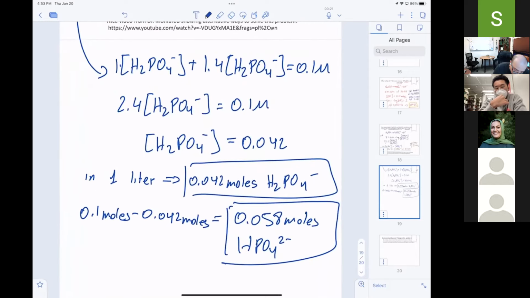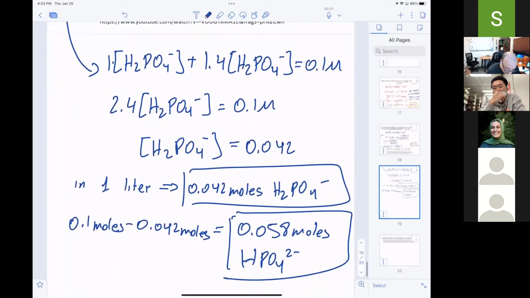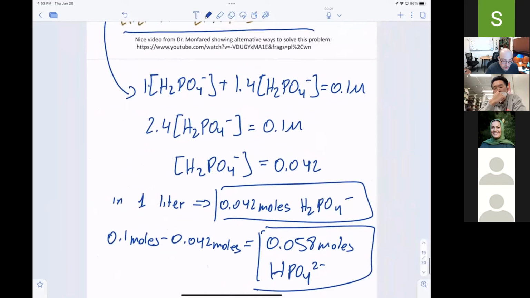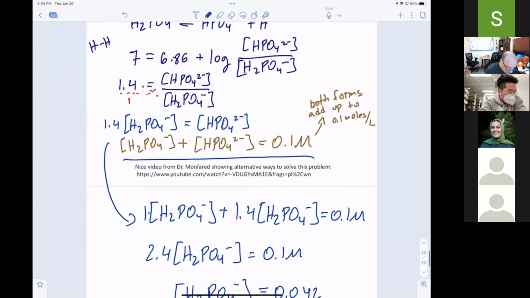Now, if it is in different volumes, you may need to do an extra step to make sure that you have that. And I could post you a video about that. But all in all, just be comfortable to know when you have this type of scenario, they just add up to the maximum moles per liter that is given to you right there. Any questions about that?